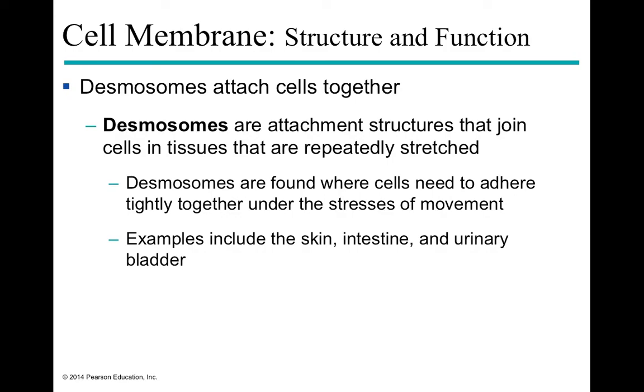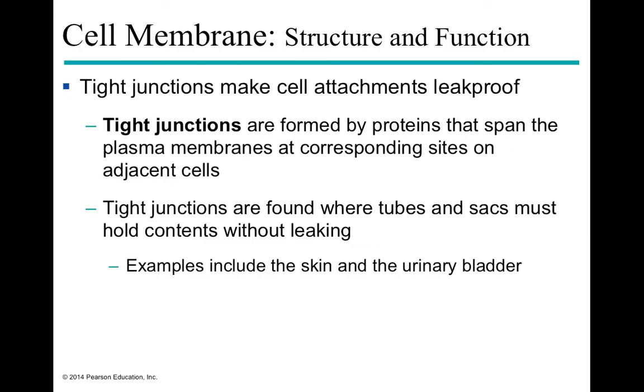So the cells are going to need to adhere tightly to one another under the stress of movement. For example, the skin, right, gets pulled a lot, or the intestines, where we have a lot of motion of food particles and digested matter, or the urinary bladder, which is going to get stretched with urine over and over throughout its lifespan. Now, another specialized type of junction is a tight junction, which is a waterproof type of junction.